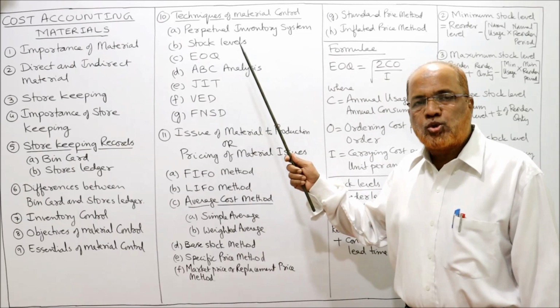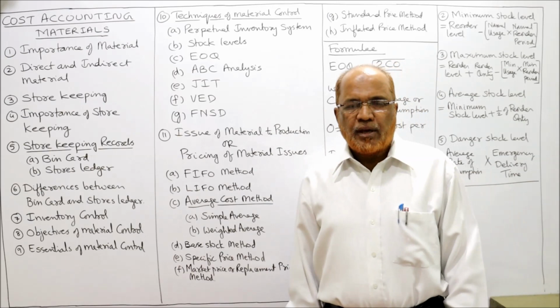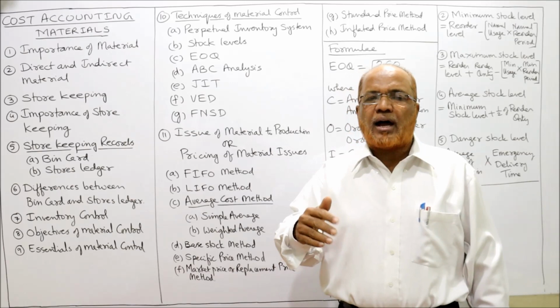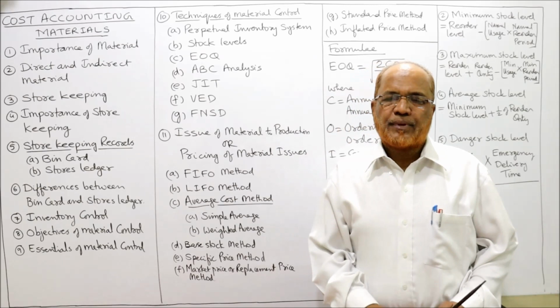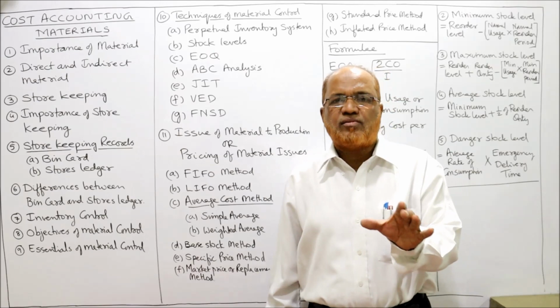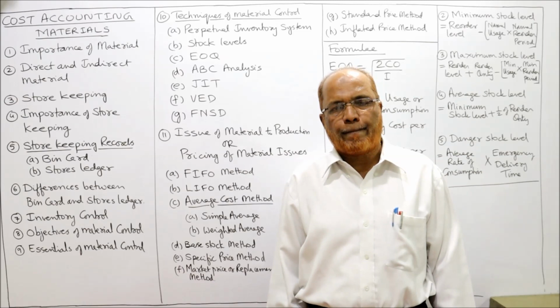The first technique is perpetual inventory system. Under perpetual inventory system, what we will do is we will make the columns regarding the receipts, issues and balance. After every receipt and after every issue, a balance of inventory is struck. That means we calculate the balance of inventory after every receipt or every issue of inventory. So by keeping this perpetual inventory system, always we can have on hand how much is the value of inventory in the stock.